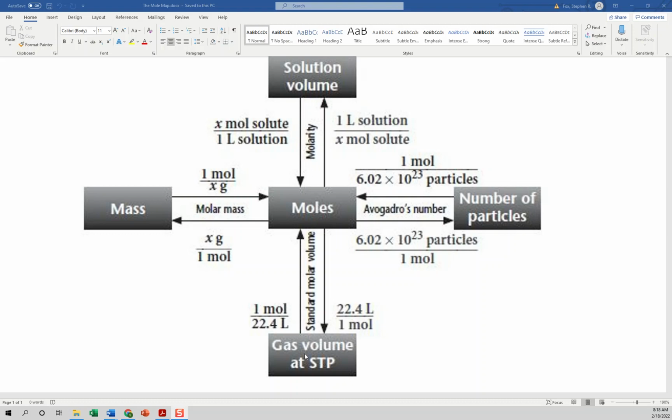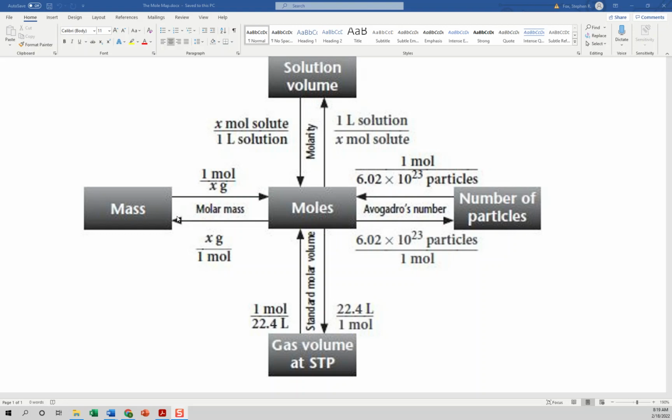But if I want volume of a gas, we have to be at standard temperature and pressure to do this calculation. So when you're told you're at STP, standard temperature and pressure, let that be a reminder that you can use this conversion factor. This is only used if you're asked for volume of a gas, all right? But if you're asked for volume of a solution, or you have volume of an aqueous solution, stuff dissolved in water, this is not what we're using. We're using this part of the mole map, okay?